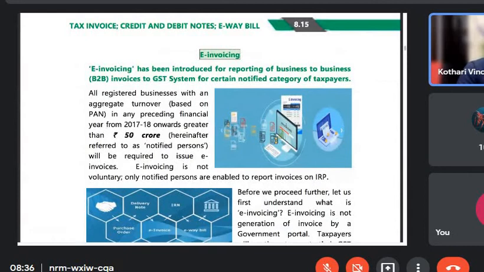What is this e-invoice? We have seen the tax invoice. Now what is this e-invoice? E-invoice has been introduced for the reporting of B2B business. So e-invoice means what? Electronic invoice. So what do you mean by this electronic invoice?